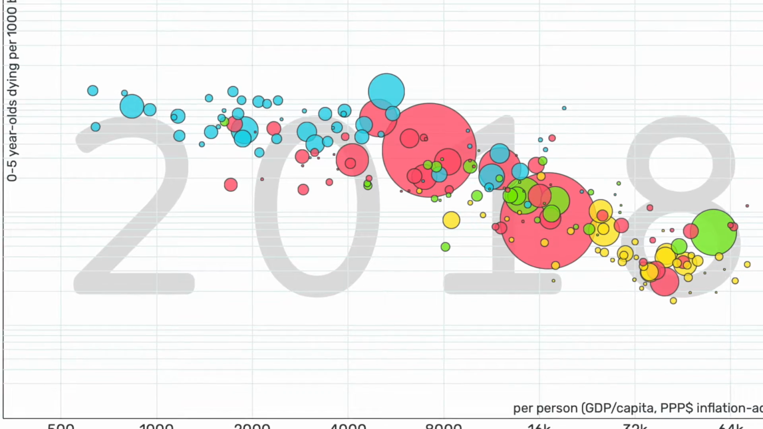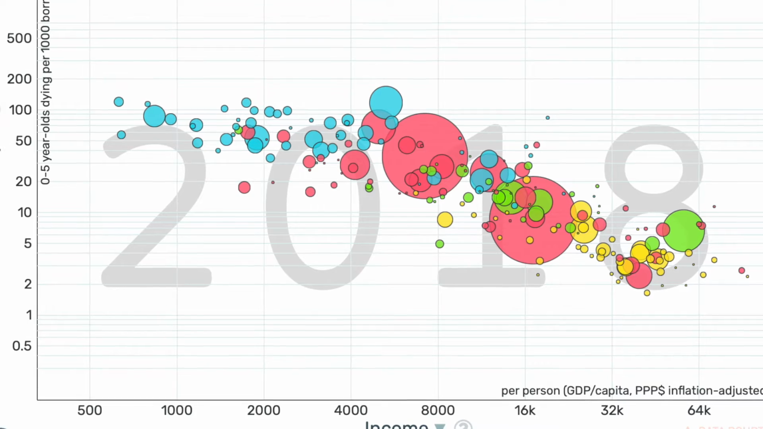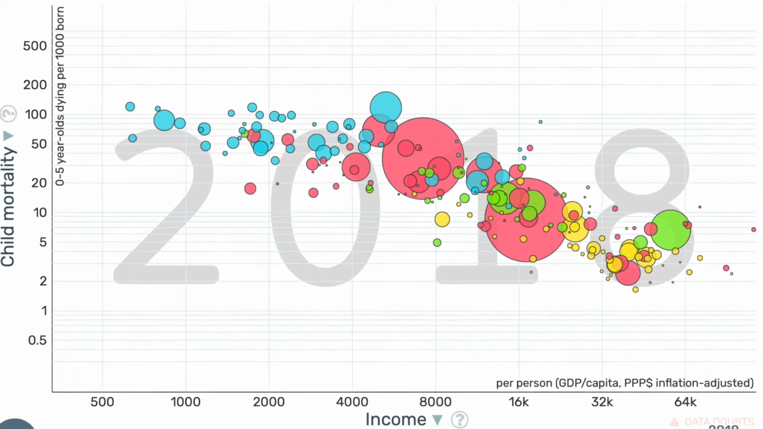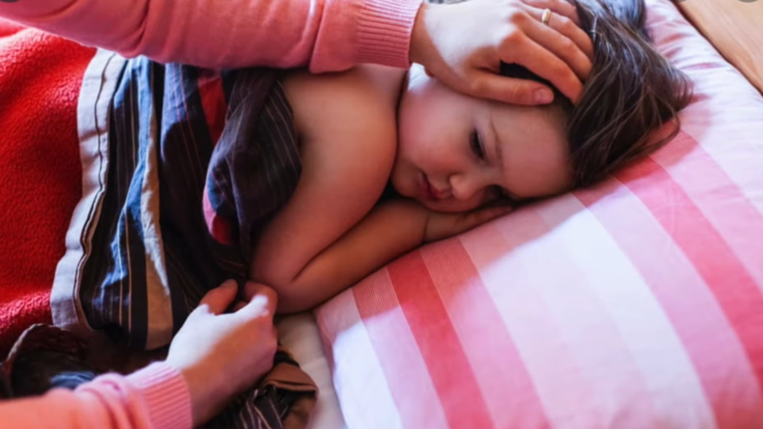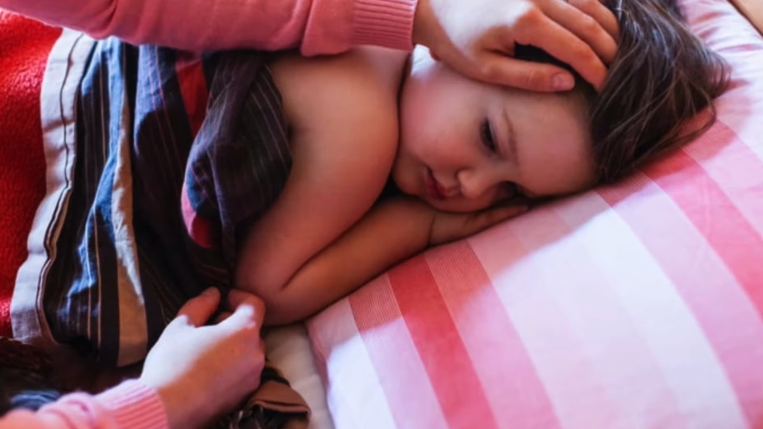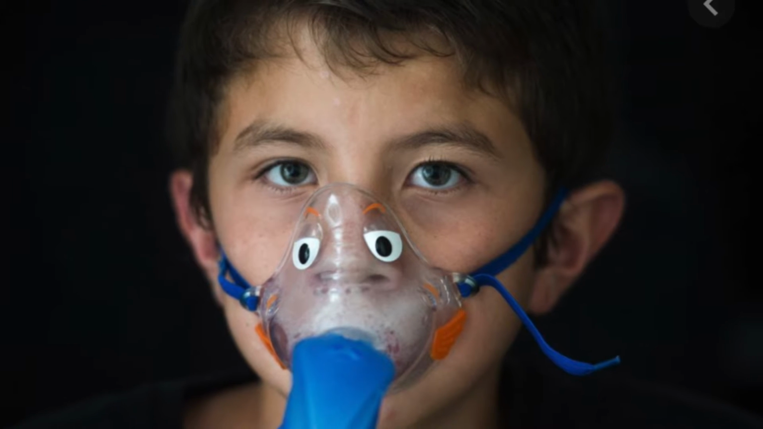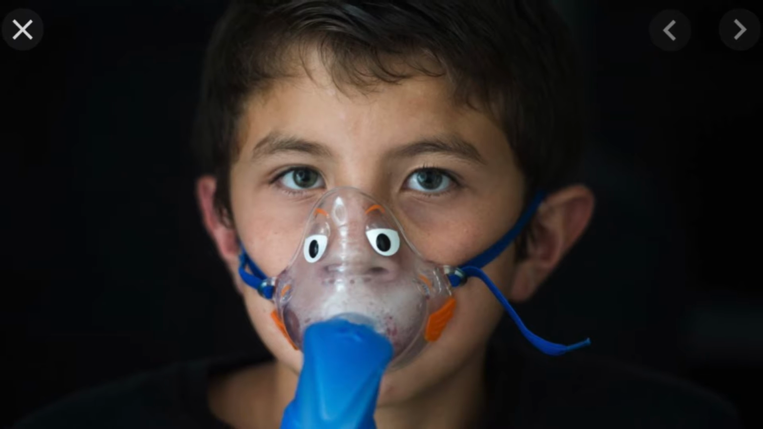For our project, we decided to study the child mortality rate versus income. Our hypothesis is that if the income is higher, then the child mortality rate will be lower. Child mortality rate, or under 5 mortality rate, refers to the probability of dying between birth and exactly 5 years of age, expressed per 1,000 live births.